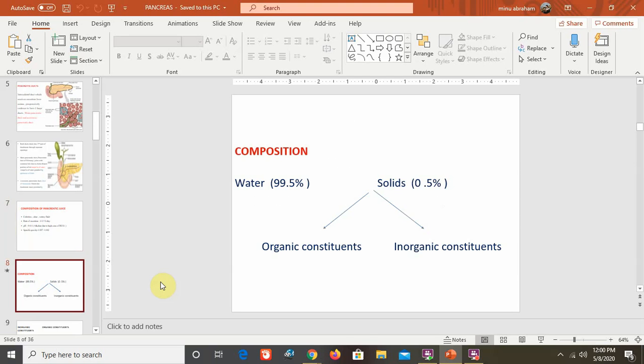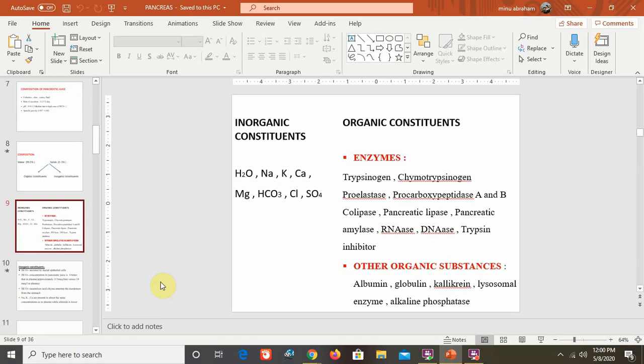Now again, these solids can have either organic or inorganic constituents. The inorganic constituents include water, sodium, potassium, calcium, magnesium, bicarbonate, chloride, and sulfate. Whereas the organic constituents include the enzymes as well as other organic substances. The various enzymes are trypsinogen, chymotrypsinogen, proelastase, procarboxypeptidase A and B, colipase, pancreatic lipase, pancreatic amylase, RNase, DNase, and trypsin inhibitor. And other substances like albumin, globulin, kallikrein, lysosomal enzymes, alkaline phosphatase.